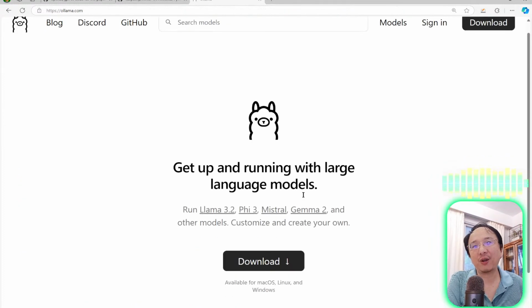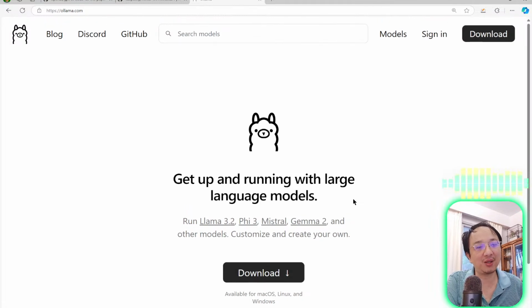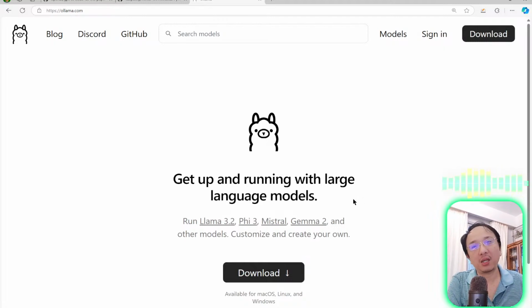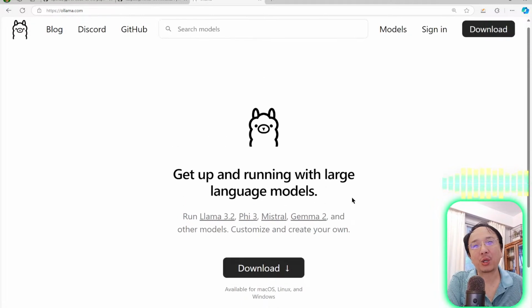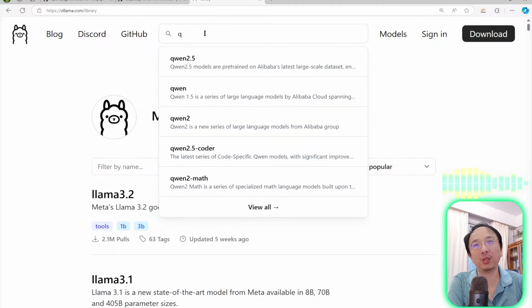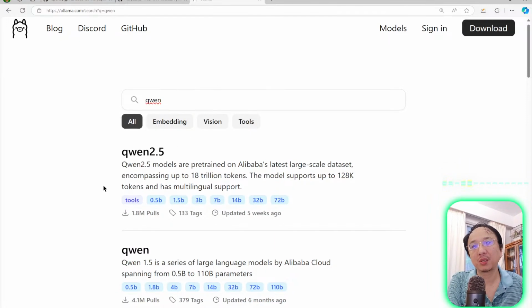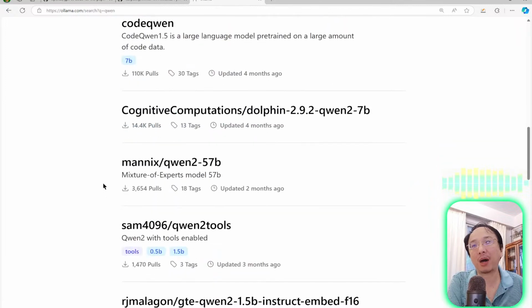Ollama is a very convenient way. It's probably the most beginner-friendly way that you can run a large language model. It already has a lot of models provided. You can search the models on its homepage. Here, if you want to find Qwen, which is one of the popular models, you just search Qwen, and from its model repository, you can find all the possible models.